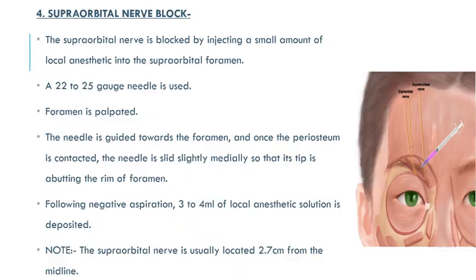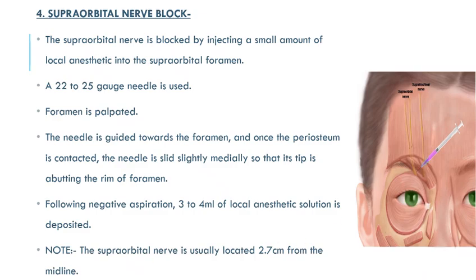Supraorbital nerve block: the nerve is blocked by injecting a small amount of local anesthetic into the supraorbital foramen. A 22 to 25 gauge needle is used. The foramen is palpated. The needle is guided towards the foramen, and once the periosteum is contacted, the needle is moved slightly medially so that its tip is at the rim of the foramen. Following negative aspiration, 3 to 4 ml of local anesthetic solution is deposited. The supraorbital nerve is usually 2.7 centimeters from the midline.